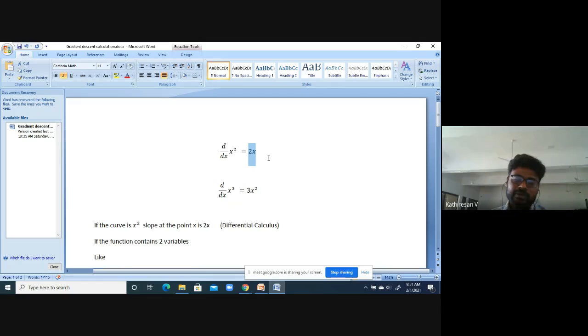Okay, so the same way, if x cube is your curve, if you want to find slope of any point in that particular curve, you have to differentiate that x cube and you have to get 3x square, and you have to use this formula in order to find slope of any point in that curve. Okay, now come to this slide.